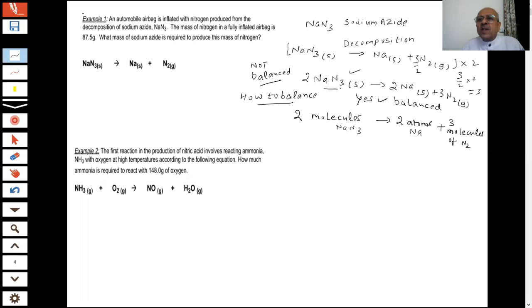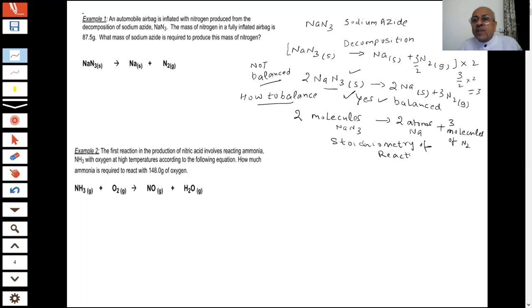Two of this produces 2 of this and 3 of this. Right or wrong? Only in a balanced reaction can I say that, students, the reaction must be balanced. This is what we call the stoichiometry of a reaction.